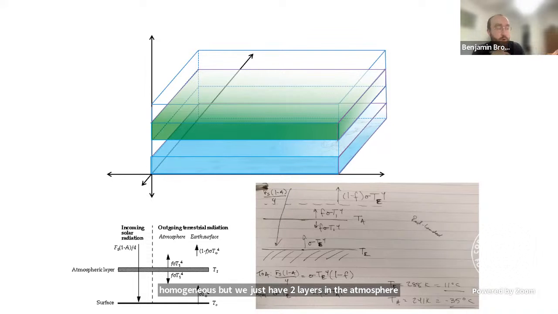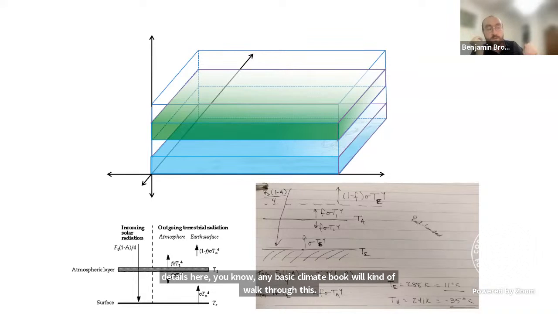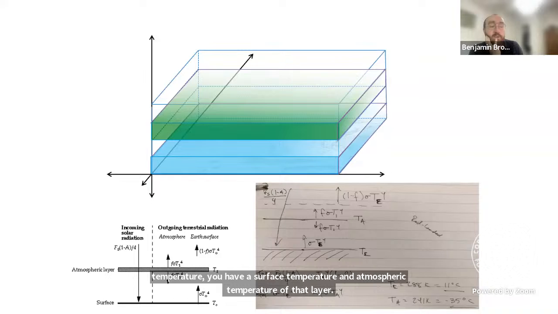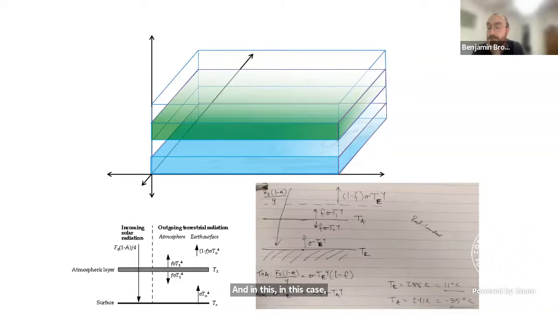I'm not going to run through all of the details here. Any basic climate book will walk through this, but you do this calculation, and instead of just one temperature, you have a surface temperature and an atmospheric temperature for that layer. In this case, running through the math, you get a surface temperature of about 11 degrees Celsius, which is pretty accurate for global surface temperature on the Earth. And for the atmospheric layer, you get negative 35 degrees Celsius, which again is relatively accurate for the upper atmosphere.